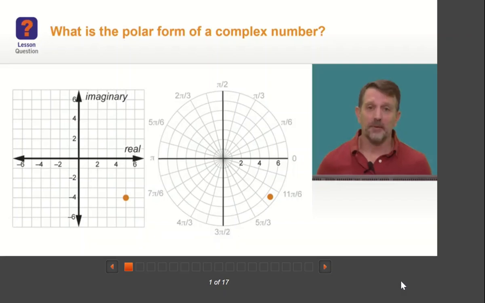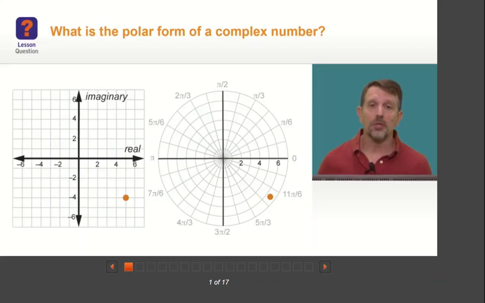Any complex number a plus bi can also be represented on the complex plane as (a, b), where the horizontal axis represents real numbers and the vertical axis represents imaginary numbers. But did you know that the same number can be plotted on a plane called the polar plane? We're answering the question, what is the polar form of a complex number?